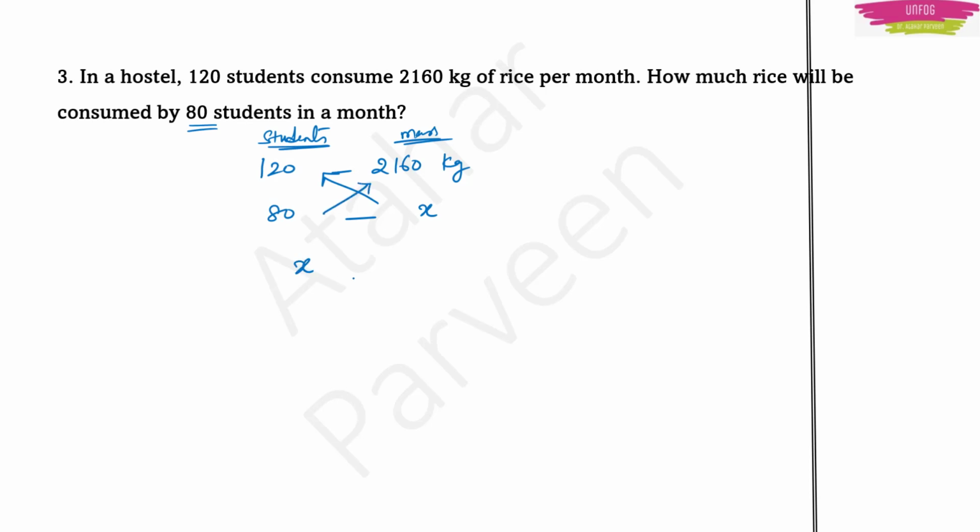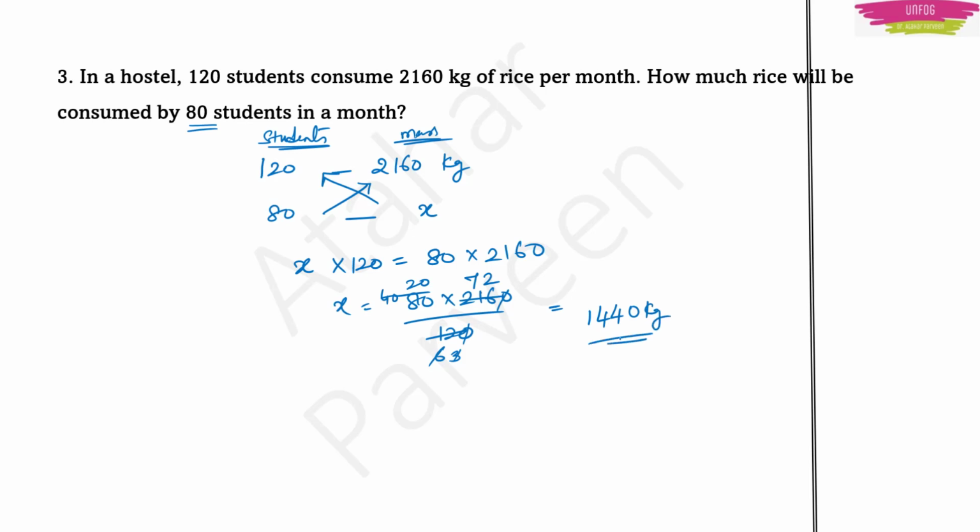Now, you do the unitary method. First, I will write X on the left hand side, so I will multiply it by 120. Then on the right hand side, I will get 80 into 2160. So X will be equal to 80 into 2160 by 120. Then the zeros will get cancelled. Then 2 6s are 12, 2 40s are 80, 2 3s are 6, 2 20s are 40, then 3 1s are 3, 3 7s are 21, 3 2s are 6. So 72 into 20. It should be around 1440 kg per month. That will be your answer. You see the options and you take the right answer.